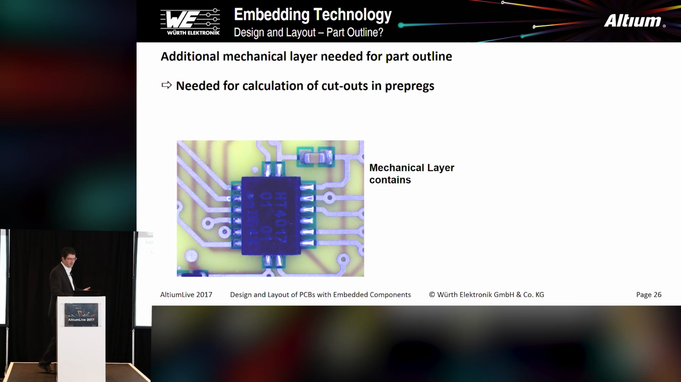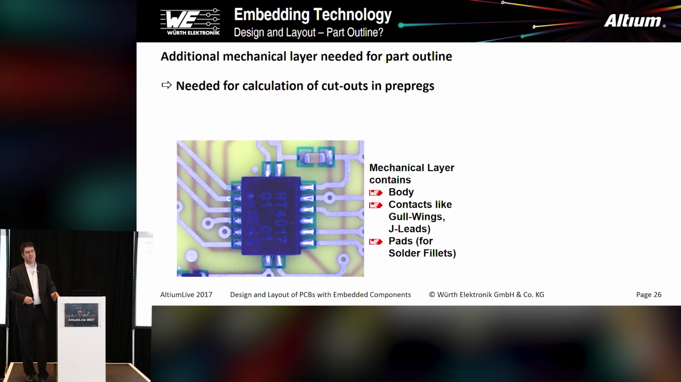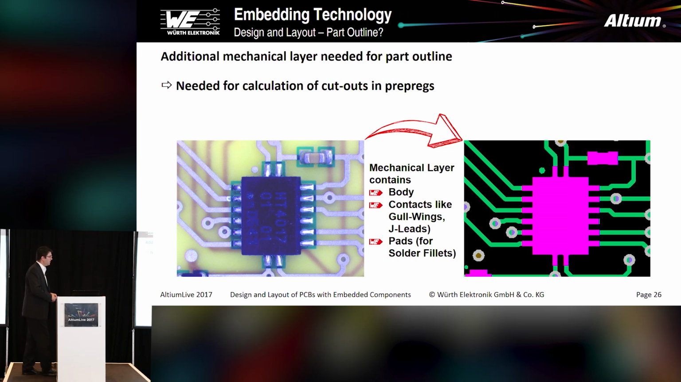So how is this being done? Again, it's rather easy and straightforward. We need to have the actual body, the contacts like the gull wings or the J-leads, and the pads. So then we are sure that each part of the component is being cut out in the prepregs. And this is very easily being done on a mechanical layer as well.